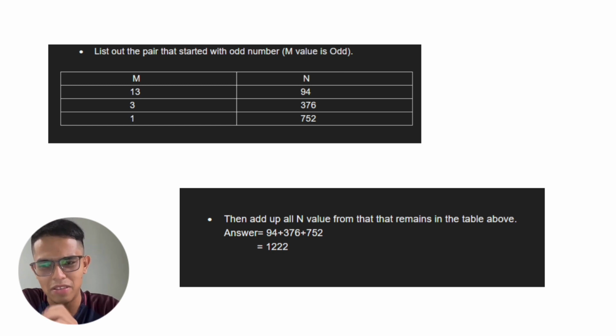And then after that we ignore all the m values here, and we take the remainder of the n values. We got 3 values of n here, right? So to get the answer for this question, we must add all the 3 values. Here we got 94 plus 376 plus 752, and the final answer is 1222.